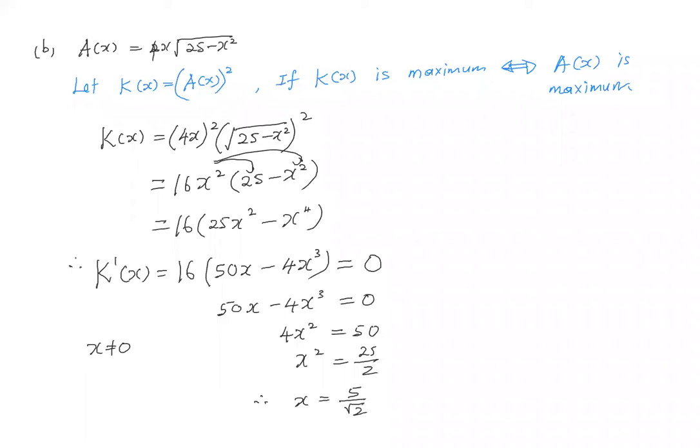I also can do it like that. So next time, if you see a situation like this, you can do that. It makes your differentiation so much easier. Are you clear? Okay? Then you draw the k prime x sign diagram. It's still between 0 and 5. Okay?